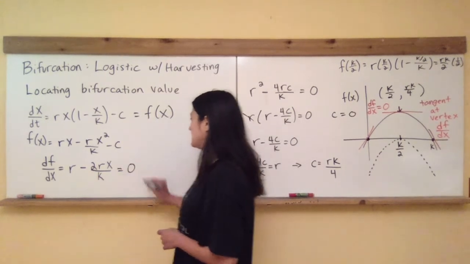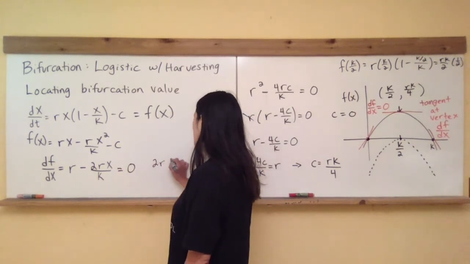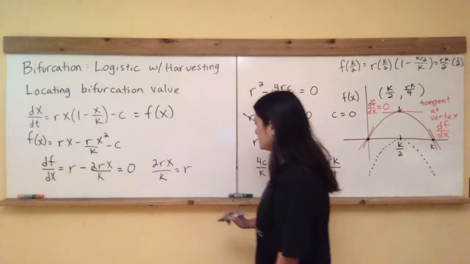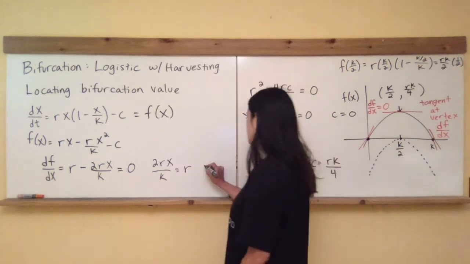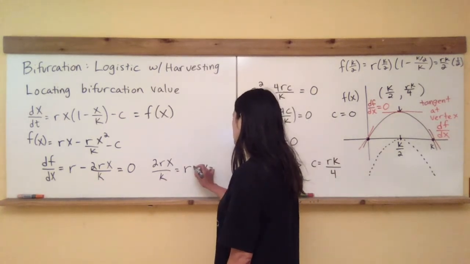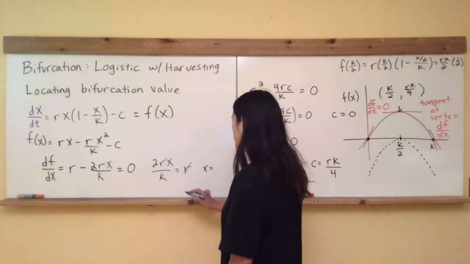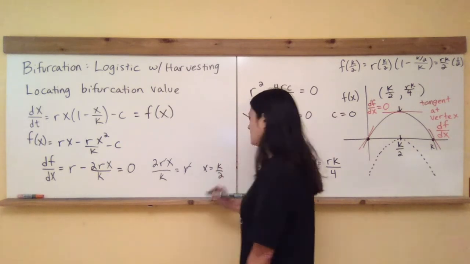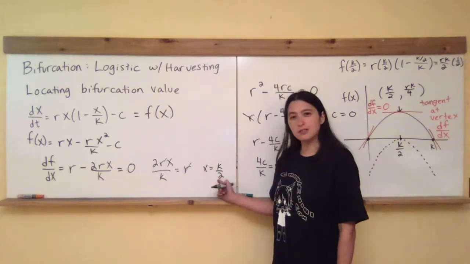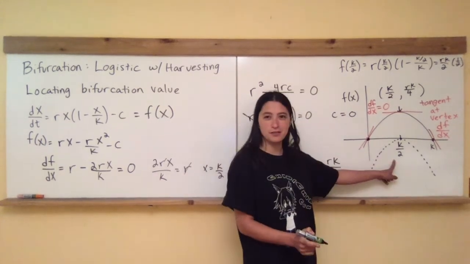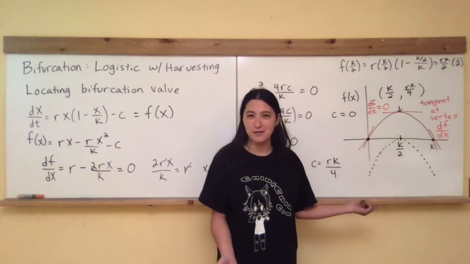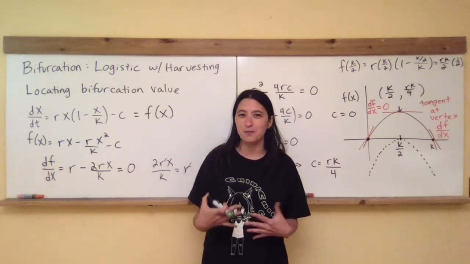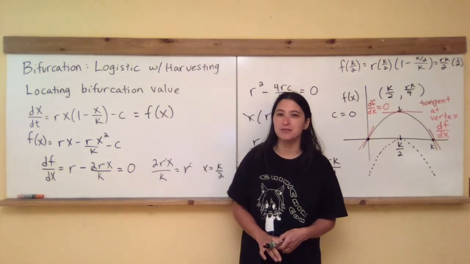Ooh, so now I'm going to set it equal to 0, and I'm going to get 2rx over k is equal to r. And I'm going to solve that for x. Okay, so we're going to have x is equal to: divide by r, multiply both sides by k, divide both sides by 2. x is equal to k over 2. Now I'm back where I started when I was talking about my second method using the vertex formula. All of these things are bringing you to the same place, but hopefully they're helping you understand it from different points of view.